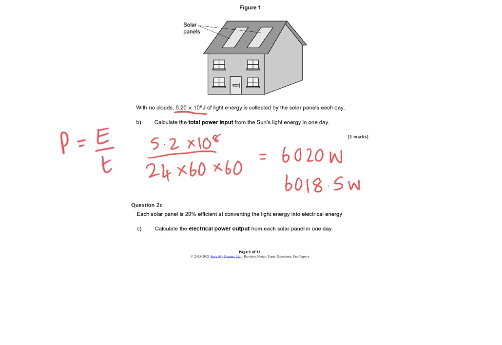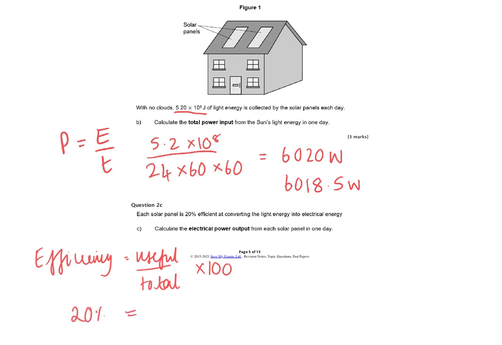Each solar panel is 20% efficient at converting the light energy into electrical energy. Calculate the power output each day. So efficiency is equal to our useful divided by our total or input times 100 to make it into a percentage. So what we've got is 20%, our efficiency, is equal to our useful output, which we're working out, divided by our total input, which is from our previous question, times 100.